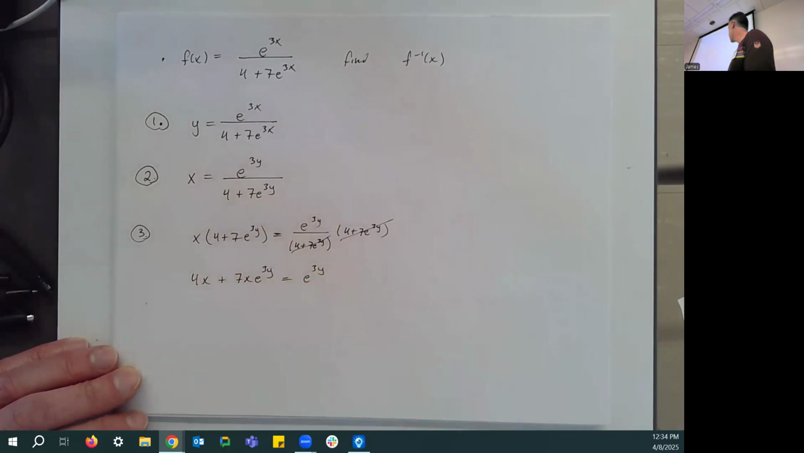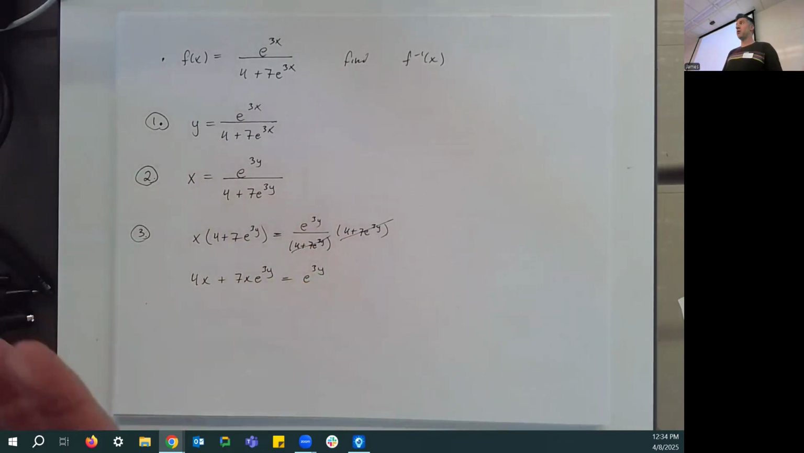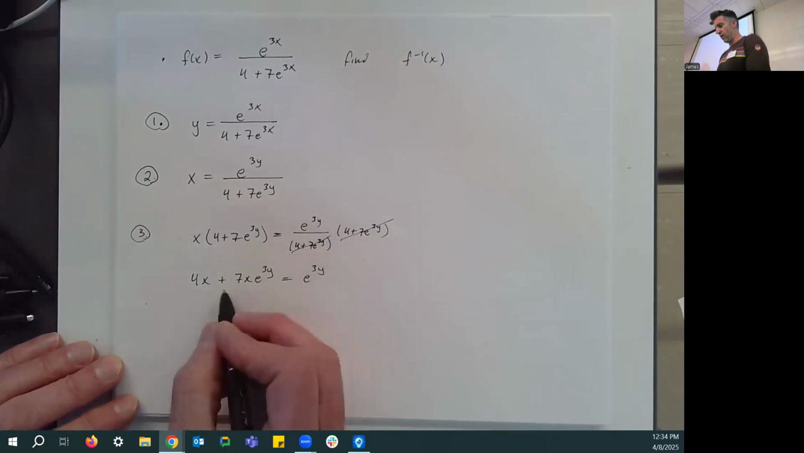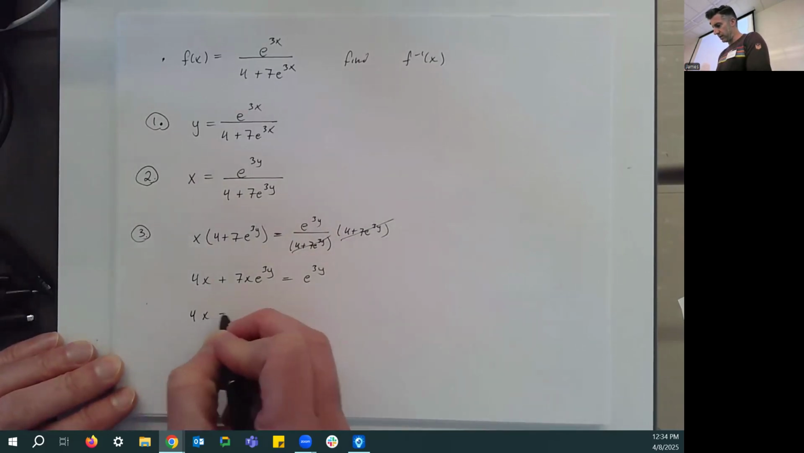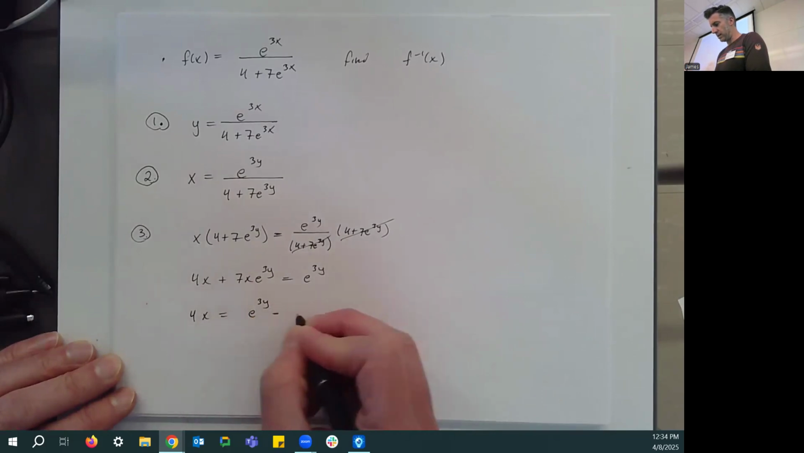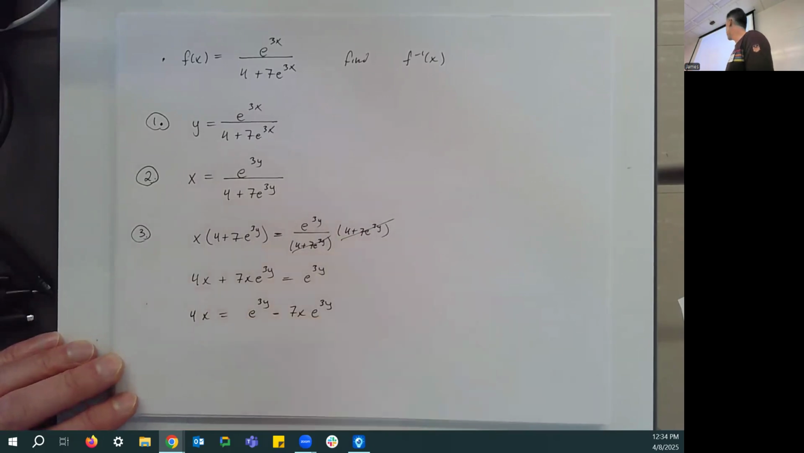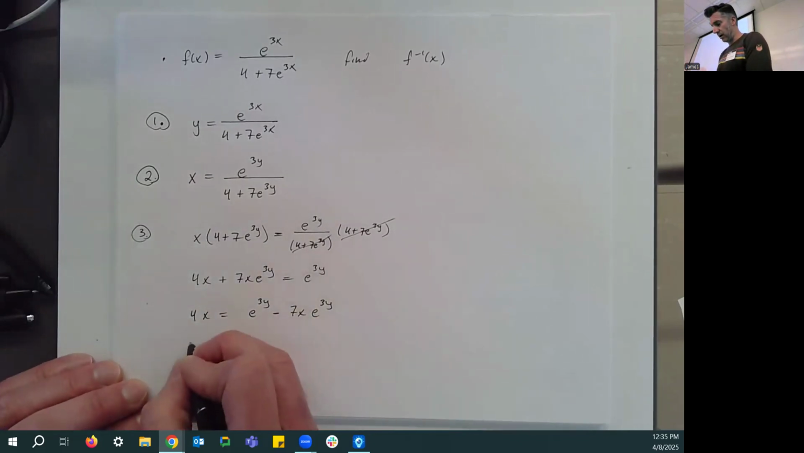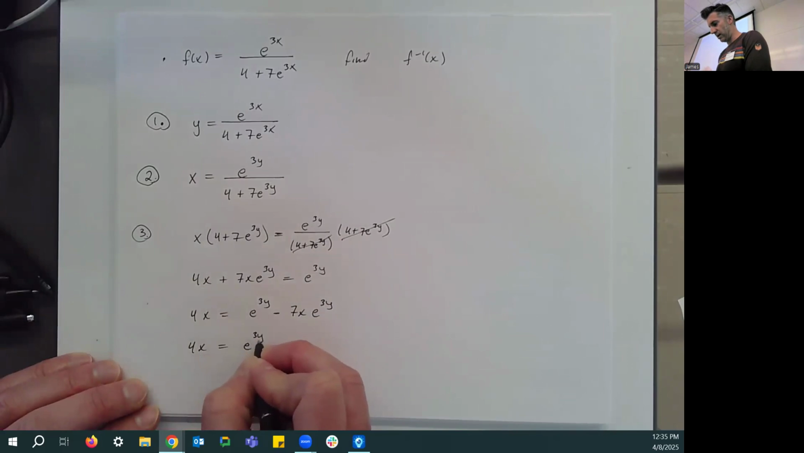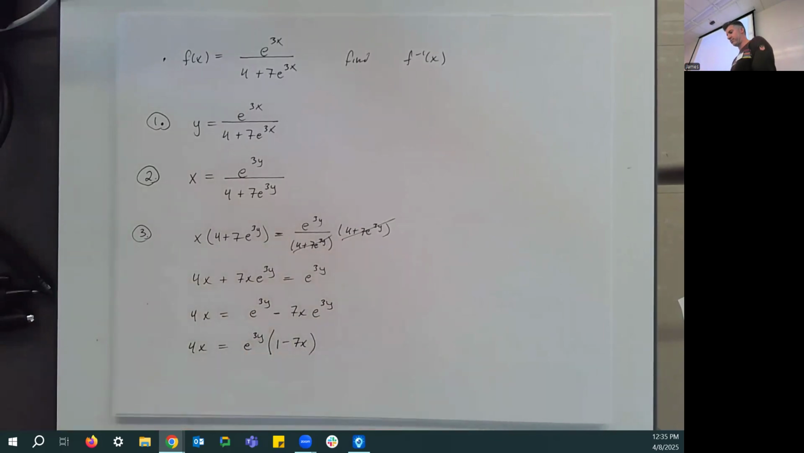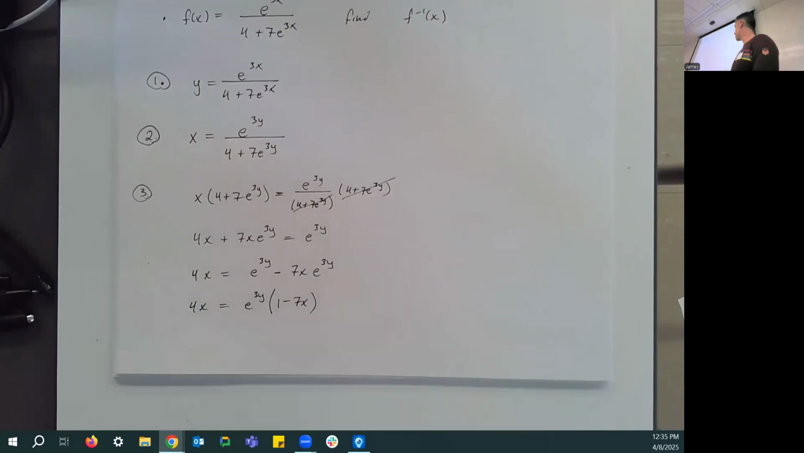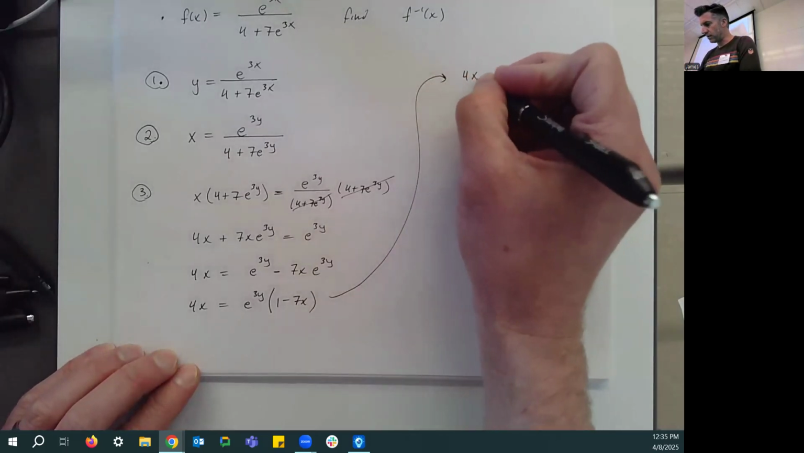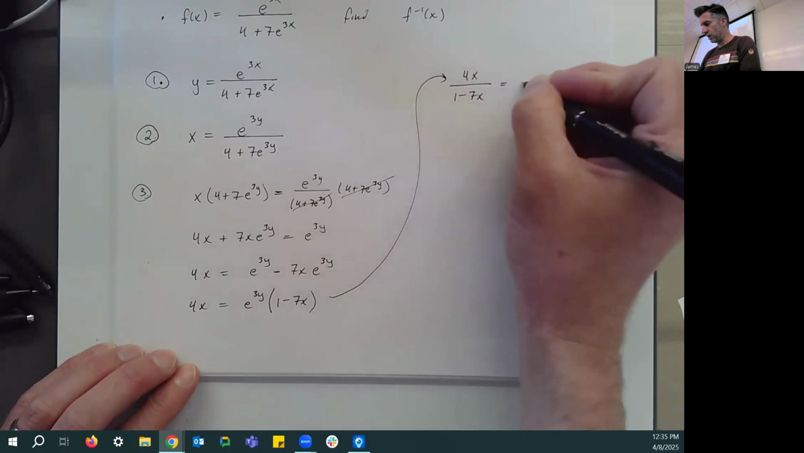Whenever we're doing a problem like this, if there's multiple y's, we're always going to try to collect them on the same side of the equation, but only the y's and nothing else. So I want all the terms that have y's on the right side. So 4x is equal to e to the 3y minus 7x times e to the 3y. And then after we've collected all our y's on the same side, we try to factor them out. So I'm going to factor out an e to the 3y. Say we have 4x equal to e to the 3y times (1 minus 7x). Then we can start getting y by itself by dividing both sides by 1 minus 7x. So we're going to have 4x divided by (1 minus 7x) equal to e to the 3y.